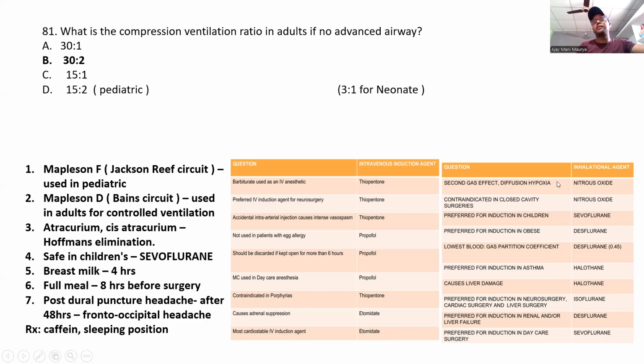Second gas effect, diffusion hypoxia is with nitrous oxide. Please master this table. Also, guys, please remember this one. Mapleson: the Jackson Rees circuit is used in pediatrics. Mapleson F is used in pediatrics. Mapleson D is used in adults. Okay, now atracurium and cisatracurium undergo Hofmann elimination, safe in children.